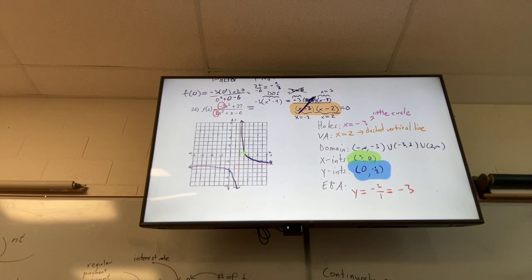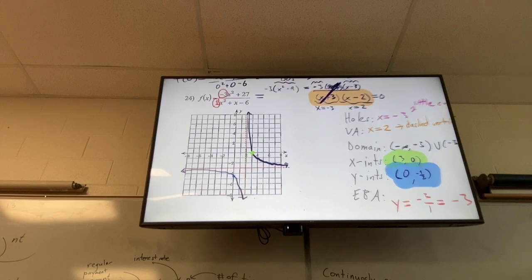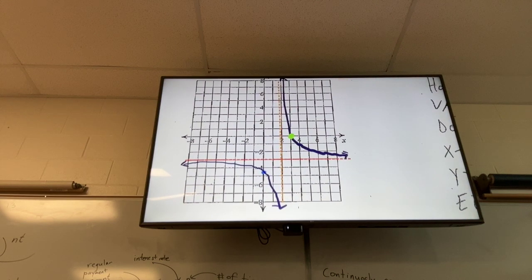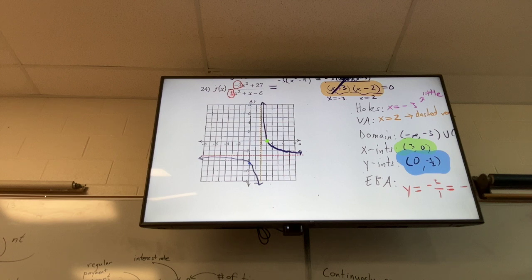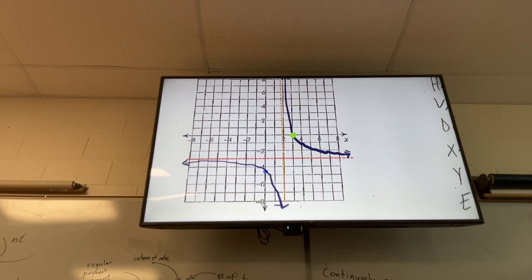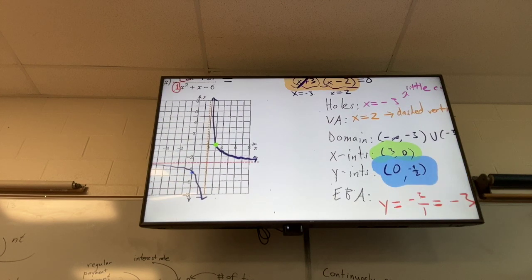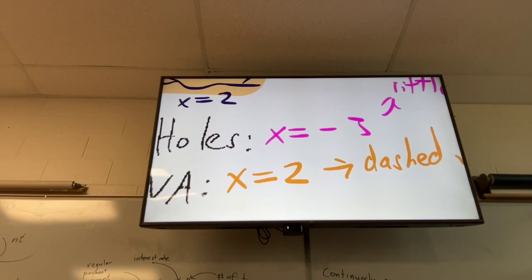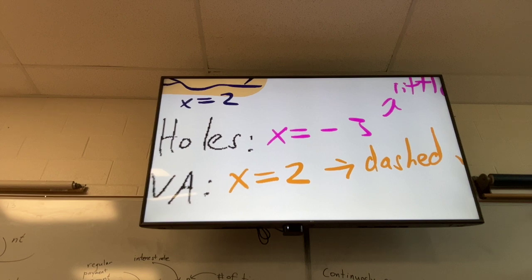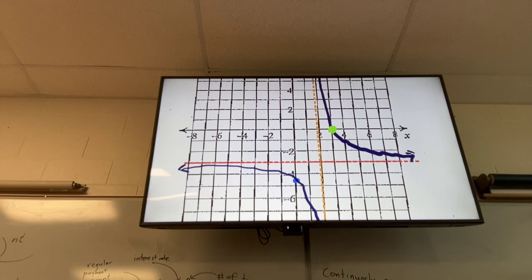So I'm almost done. What's my last thing I need to do? Hole, right? We need to do our hole. How did I tell you guys to do holes? So I'm going to do this in pink. So what's my hole here? X equals -3, right? Okay. So I'm going to go to -3 here on the x-axis. I'm going to go down to where it intersects my graph, and I'm just going to put a little pink circle there, okay?